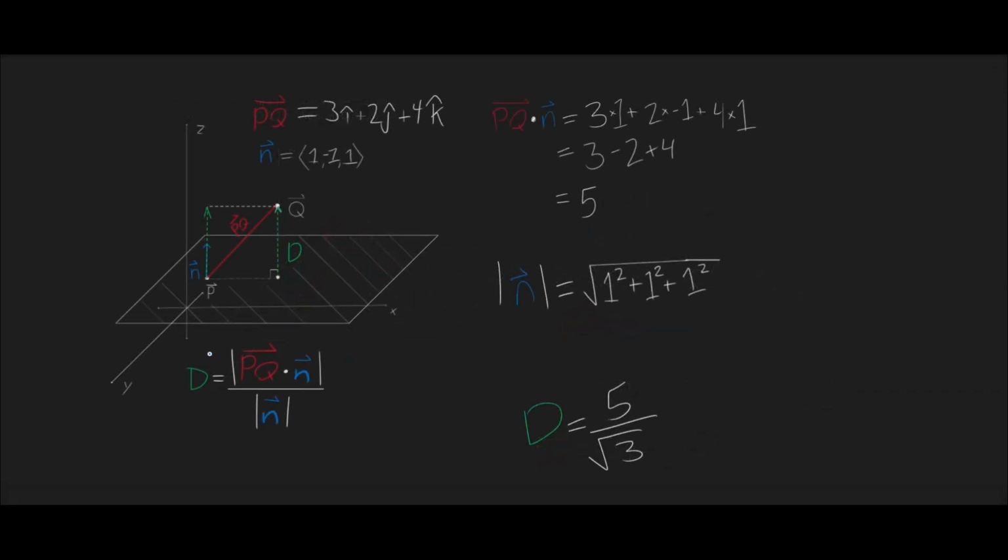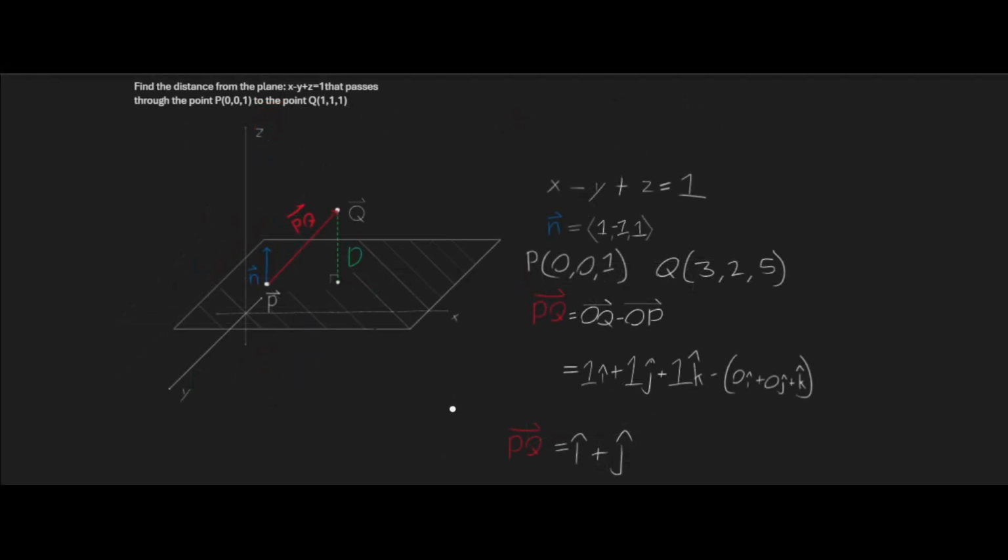If we look at the formula again for our distance, the next thing we need to do is find the dot product between PQ and N. The dot product between PQ and N is the sum of its components multiplied with each other, and when you simplify, you get 5. Then we take the magnitude of N, which is equal to the square root of 1 squared plus 1 squared plus 1 squared, or square root of 3. And so we see that the distance is equal to the dot product, 5, divided by the magnitude of n, which is the square root of 3. So this is the distance from that point to the plane.